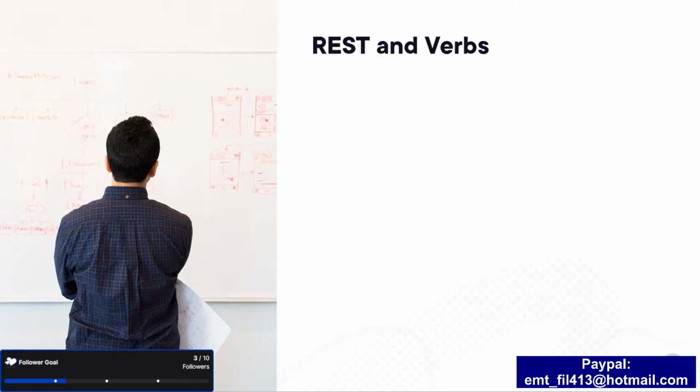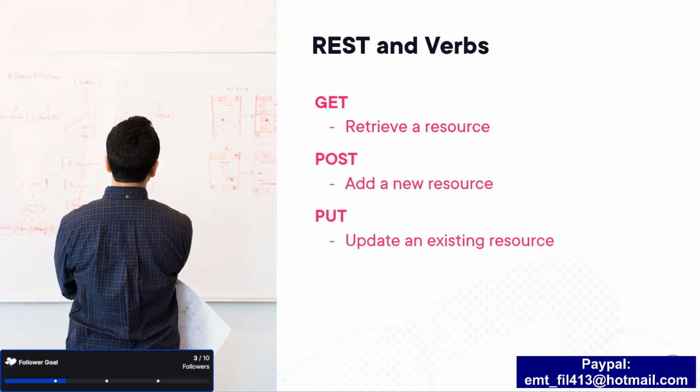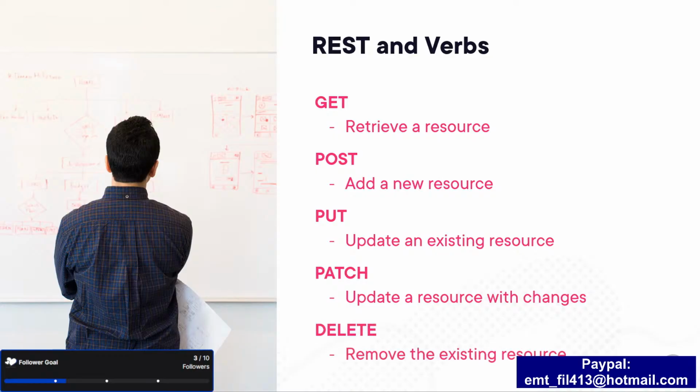So let's talk about how verbs and REST work together. This might be review because it seems a lot like what we talked about in the last module, but I really want to tie these ideas together. A get is to retrieve a resource, post to add a new resource, put to update a resource, patch to update a resource with certain changes, and then delete to remove the existing resource. And if we think about the way this works, this very much models what a lot of us are used to in dealing with data stores, where you're doing a select, an insert, an update, and delete.